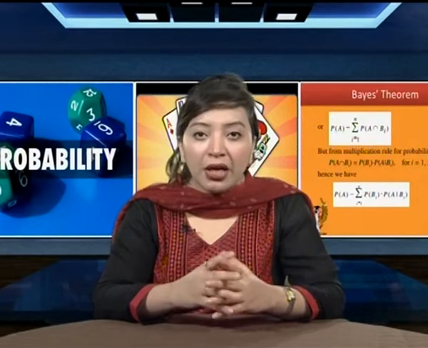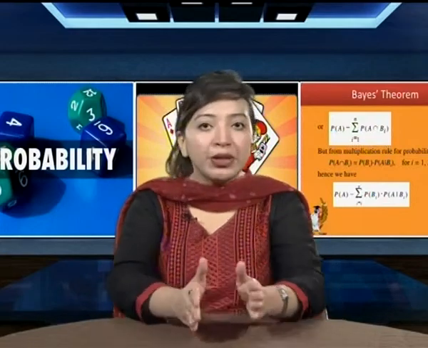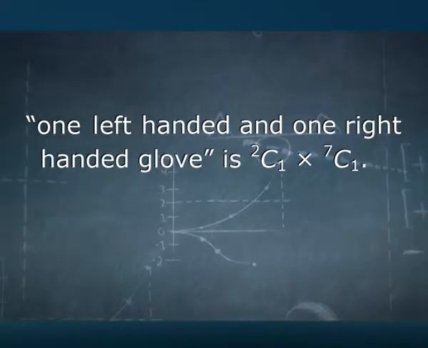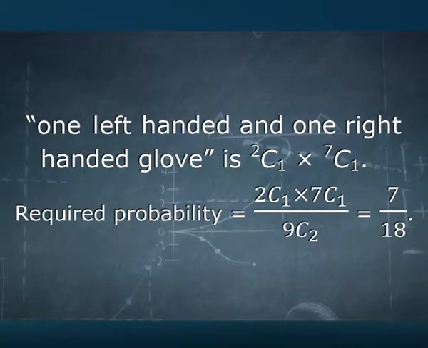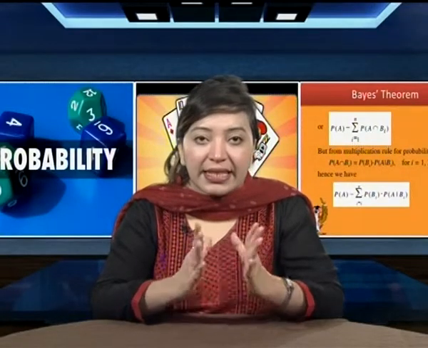The B part: the number of cases favorable to the event, one left-handed and one right-handed glove. So this is equal to 2C1 times 7C1. So the required probability will be 2C1 times 7C1 divided by 9C2. That will give us 7 by 18. Let's see the next bit, that is the second one.